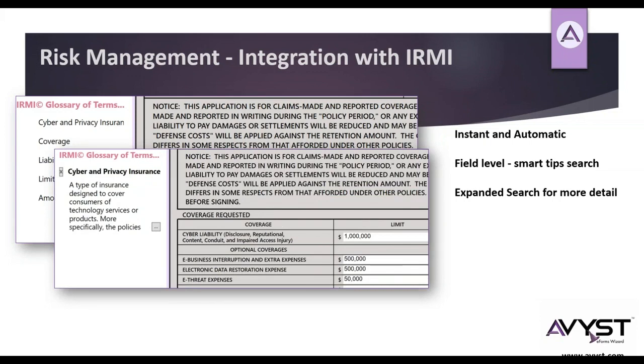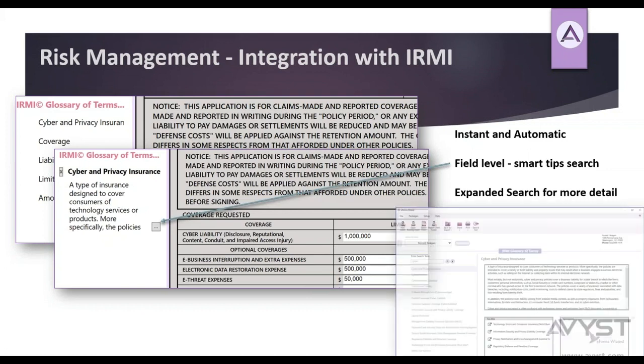Garth, cyber and privacy insurance is a type of insurance designed to cover consumers of technology services or products. Well, that's great. So what does that mean to me? He asks. Well, I can always select and get more information. I can get more examples. I can get cross-references all right there in the middle of the conversation without ever losing my place on the form I'm working on.